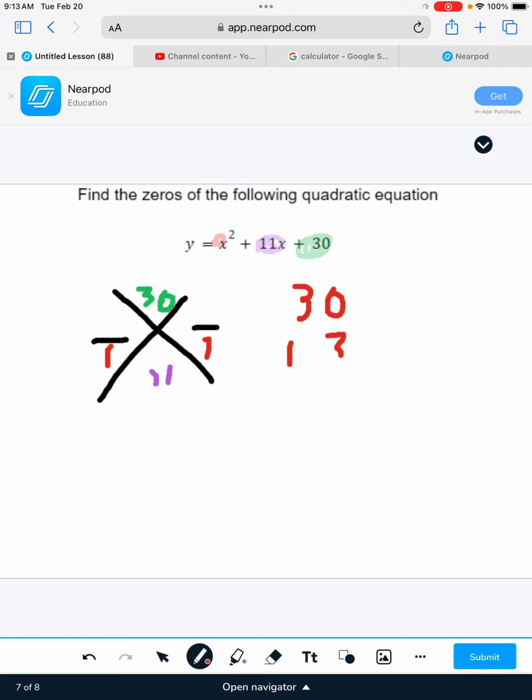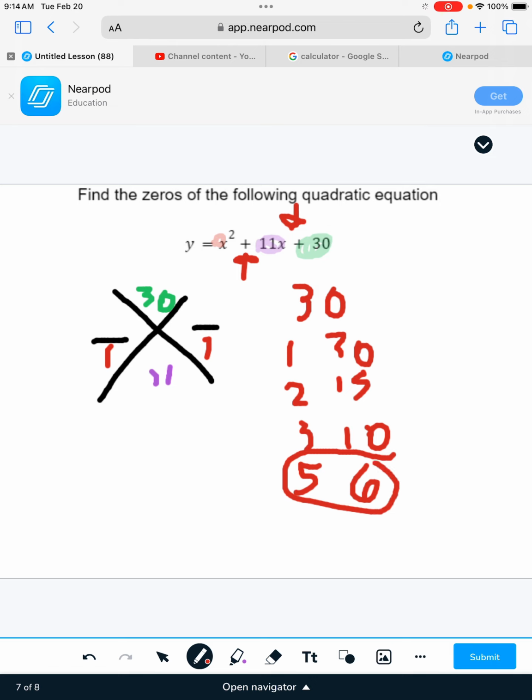30 is 1 and 30, 2 and 15, 3 and 10, 4 doesn't work, 5 and 6 work, 6 and 5, and then we're just going backwards. Since it's a plus sign, they're either both positive or both negative. And so in this case, since this is still a plus sign, I know that both numbers are positive. 5 plus 6 makes 11. So here's a 5 positive, here's a 6 positive, bottom X, 1X. And then the top, X plus 5 is one of them. And then the other one, 1X plus 6, because that positive 6 is my second one.